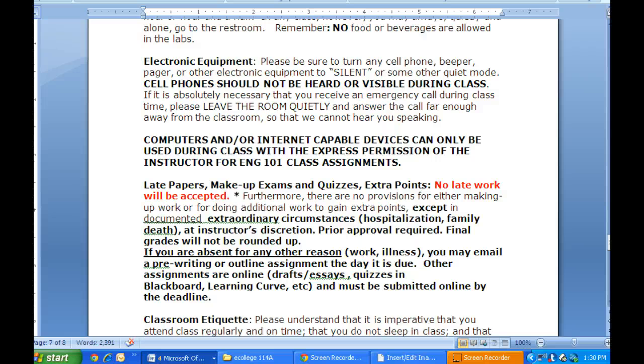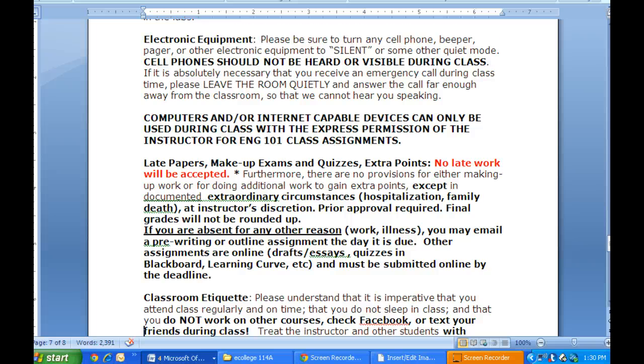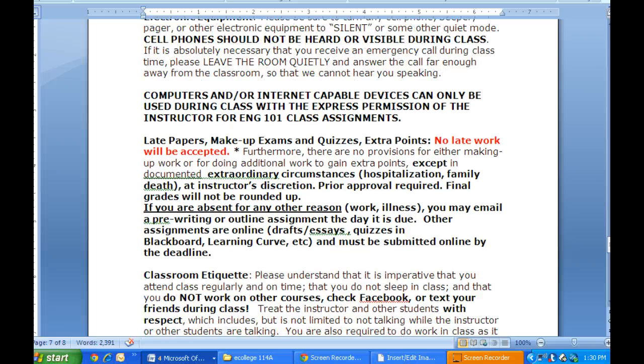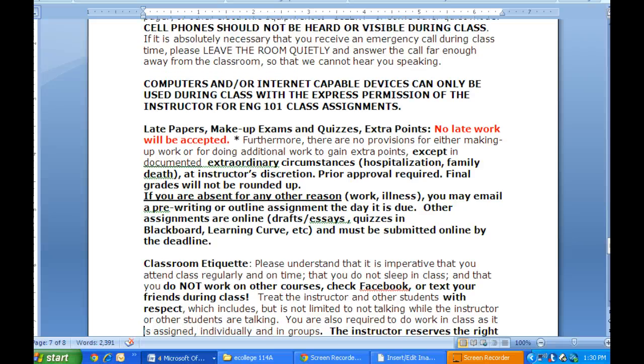Okay, it says, once again, reminding you that no late papers will be accepted, and there are no provisions for making up work that you miss. So it's very, very important. It does say that in extraordinary circumstances, I can help you out, but you need to contact me and tell me what's going on as soon as you possibly can so that you can stay ahead.